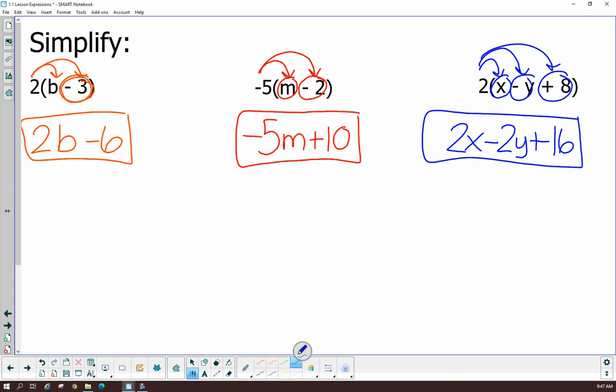That's as far as I can go. X's and Y's, they're different, so I can't combine them. I'm not allowed to do 2 minus 2 there. I can't combine them with the constant. I didn't solve this because there's no equal sign. I simply simplified, and that's as far as we can go.